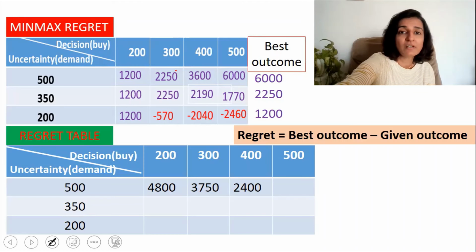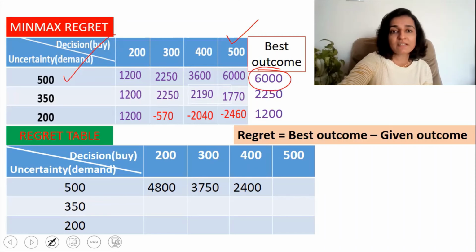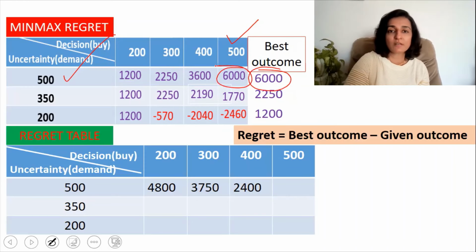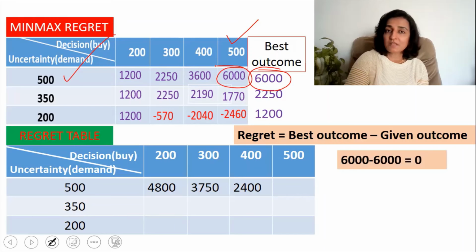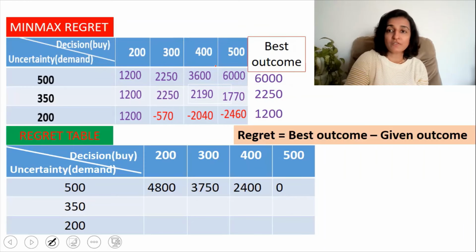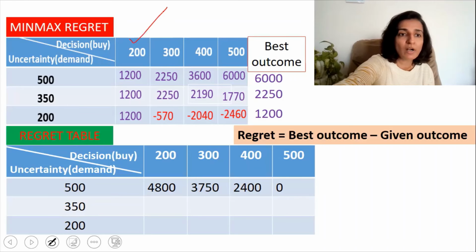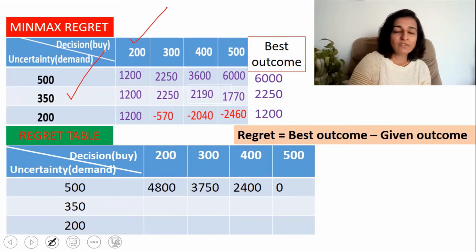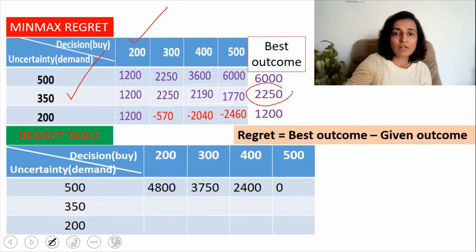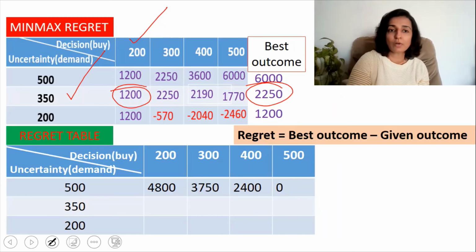Now the next situation, buying 500 tickets, demand also 500. Best outcome 6,000, given outcome also 6,000. So the regret is 6,000 minus 6,000 or $0. Next, buy 200 tickets, demand is only 350 tickets. Best outcome is 2,250. Given outcome is 1,200. So regret is 2,250 minus 1,200 or 1,050.